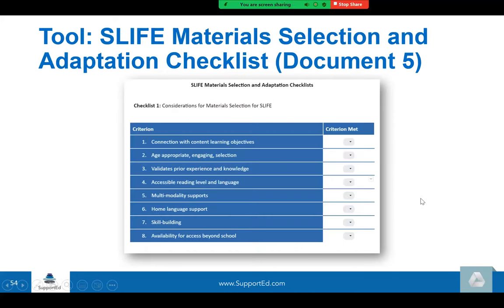And another tool is the material selection and adaptation checklist. Going back to that mathematics question, when you're looking at building pre-skills, does the material allow for skill building or multiple skill building to support students to be exposed to that content, but build the prerequisite skills along with it? This checklist has considerations for material selection and also several considerations for adapting your materials.